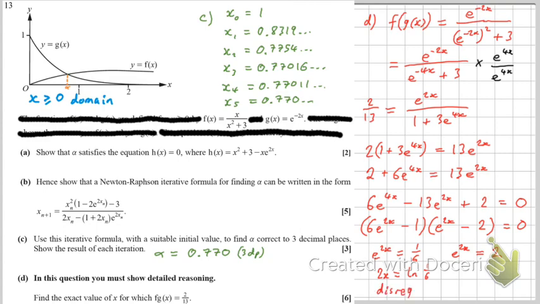So I'm going to use that fun word, disregard, to tell the examiner that I've acknowledged that this is not a correct solution to our equation. Whereas the other one does give us the right answer. Take logs, 2x equals ln 2, and therefore x equals a half ln 2, and that is the correct answer, and you're done.